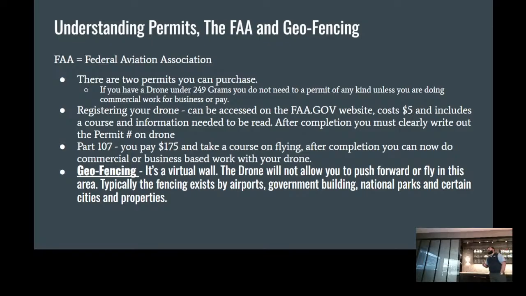You go to the FAA.gov website, you pay about $5. This will do a course and some information that you should read about flying. After the completion, you're going to write out that permit number on a note and stick it to the drone. This way, if you were ever stopped and people wanted to look at your drone and confirm that you were up to date on your legal information, they could then find it through your serial number on the FAA.gov website.